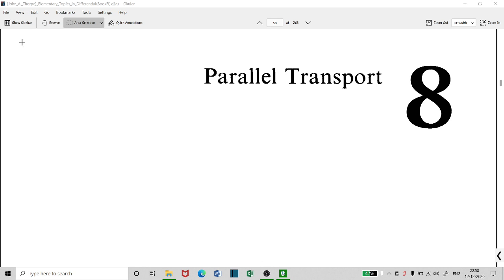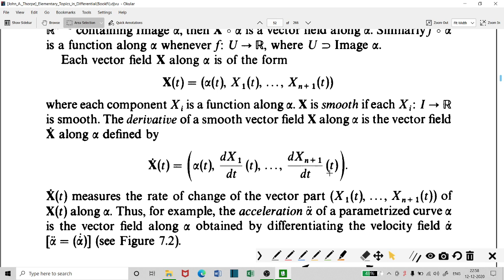Hi all, today we discuss chapter 8, parallel transport. In our last classes we have discussed the derivative of a vector field X along a parameterized curve alpha. We have already defined the derivative of this X along alpha. Alpha is a parameterized curve.